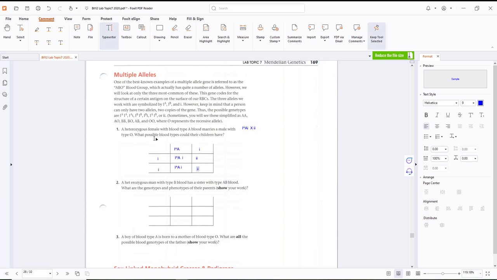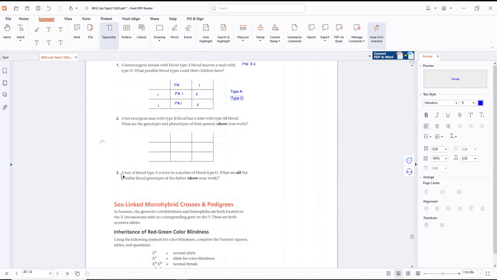So what possible blood types could the children be? If we have basically an A allele and an i, what's that blood type? That's type A. And then we have two little i's, so that's type O. Okay. You can do that one on your own.